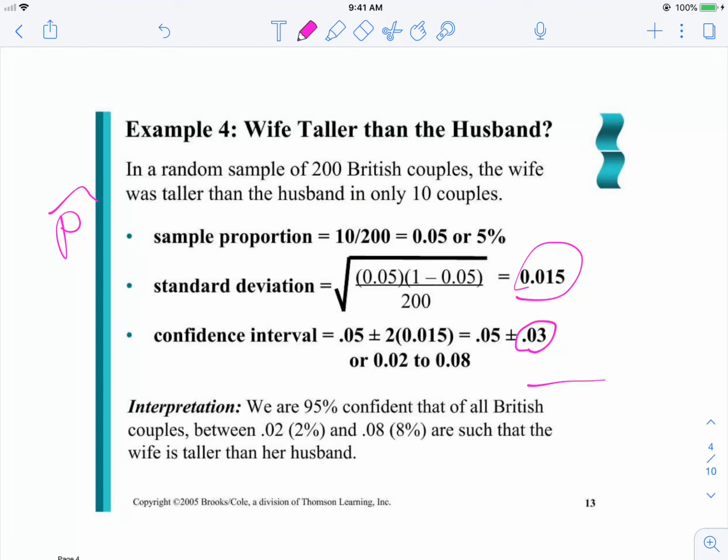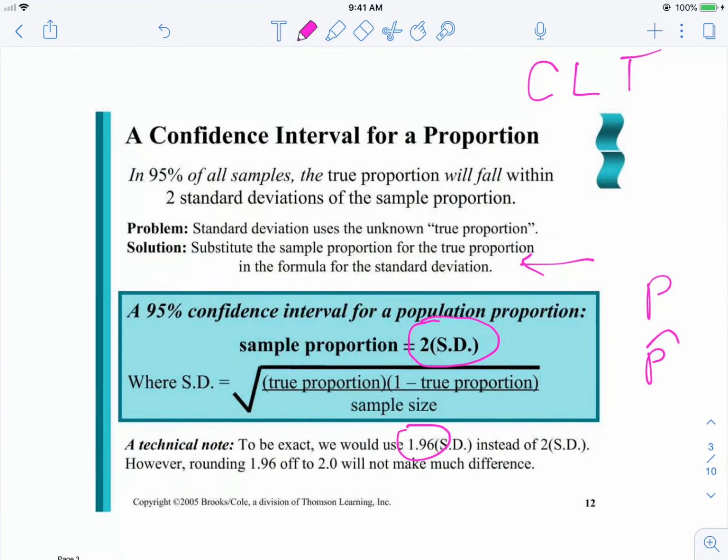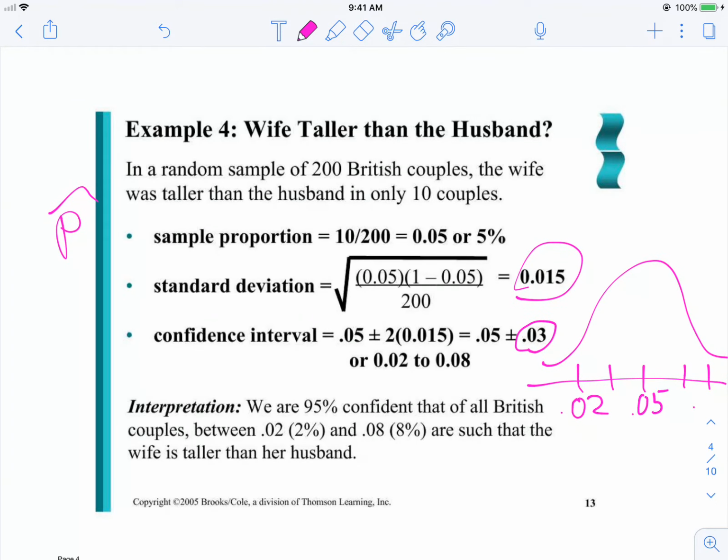Okay, so if we were to visualize this on our bell curve, we've got our sample proportion, which is representing the population proportion of 5%, right there at the center, 0.05, and then 2 standard deviations below, 2 standard deviations above to create that 95% confidence interval. We subtract 0.03, making this 0.02. We add 0.03, making this 0.08.